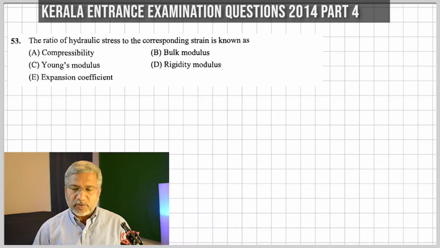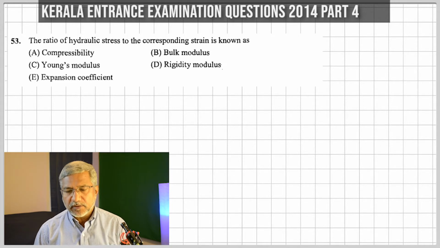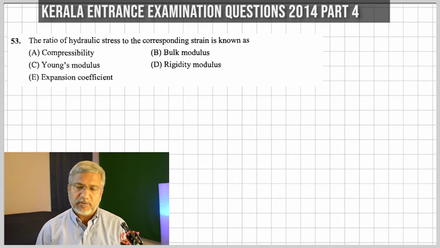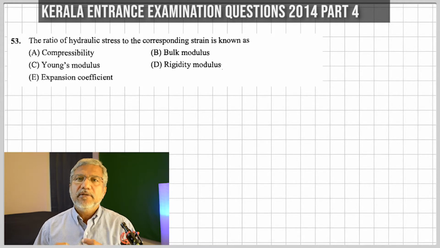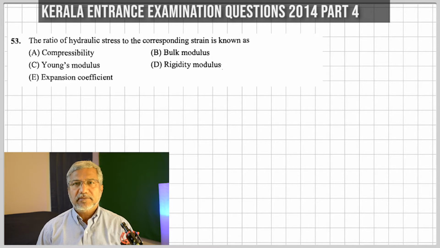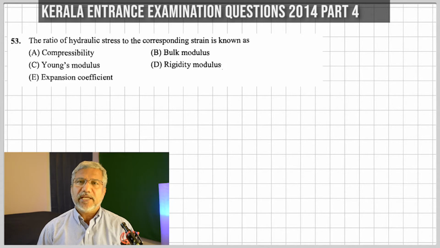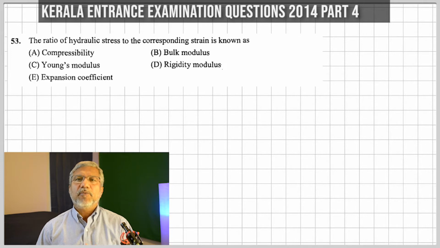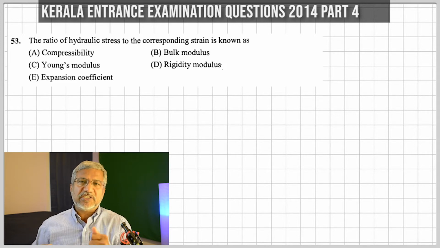53. The ratio of hydraulic stress to the corresponding strain is known as. So when you hear the word hydraulic, that means it's connected to fluids, liquids or gases. What is the modulus that fluids have? Fluids don't have Young's modulus and rigidity modulus. Fluids only have bulk modulus. The word bulk is related to volume. Fluids undergo change in volume, right? You can't twist a fluid. You can't change the length of a fluid.